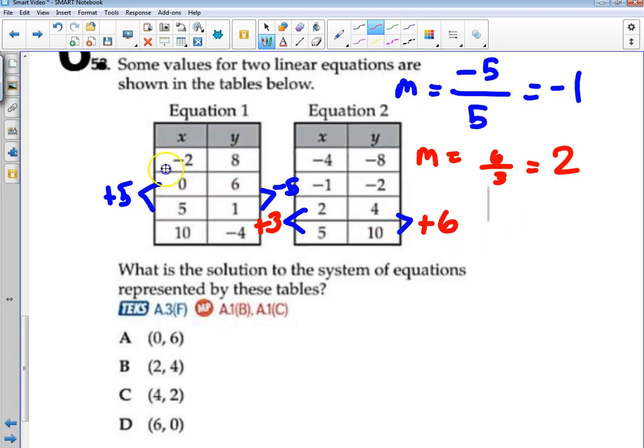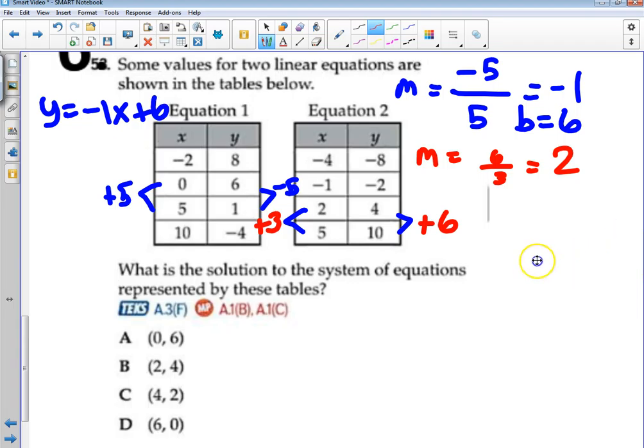just looking at this table, what the y-intercept is, because the y-intercept of any equation is where x is 0. So I know automatically for the blue one that b is equal to 6. So my equation for equation 1 is y equals negative 1x plus 6.